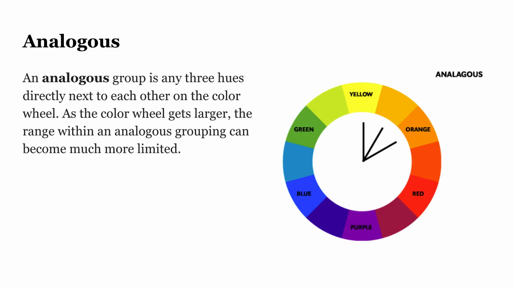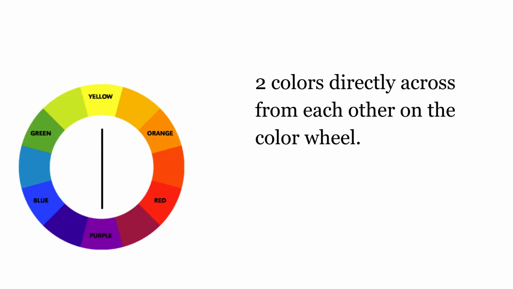So that's right, that's an analogous color scheme. So when we think about our color study assignments, you were putting multiple colors together, like you were doing green, yellow, and orange. All 3 of those colors together, analogous. Two colors directly across from each other, complementary.